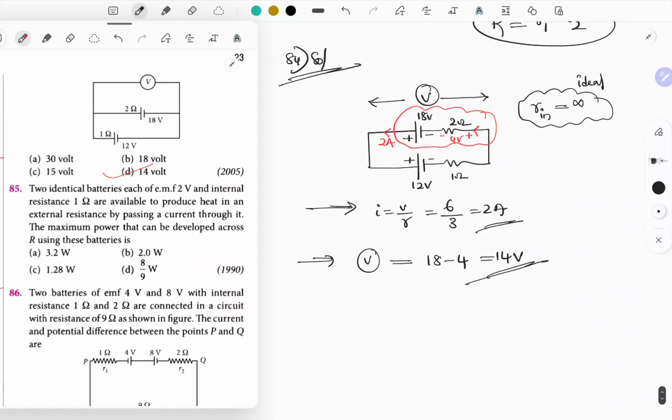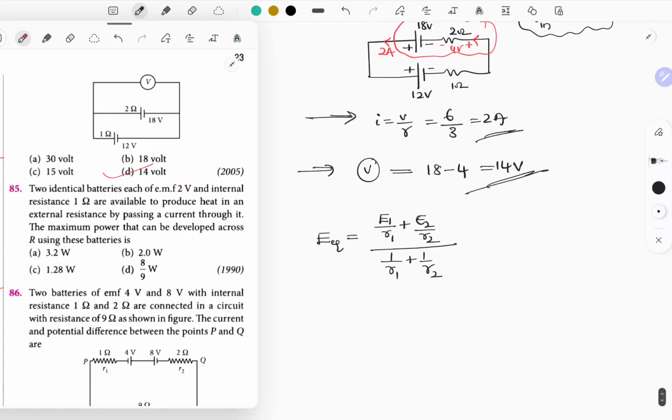This is one way of answering. I'd like to give another method by using the equivalent voltage formula. Whenever two cells are connected in parallel with different internal resistance and different EMF, we have a direct formula to find the equivalent EMF of those two cells. The formula is E1 by R1 plus E2 by R2, divided by 1 by R1 plus 1 by R2. Sir, do we have a formula only to find the equivalent EMF itself? No, we have a formula to find R equivalent also.